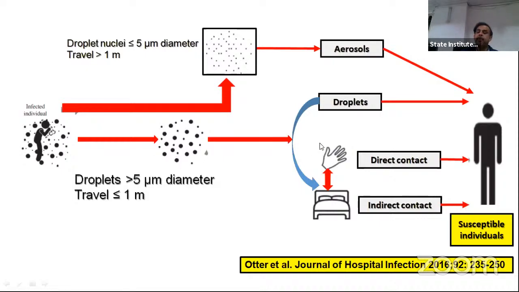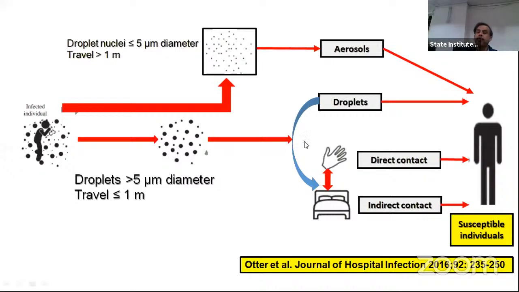The droplet may fall onto nearby inanimate objects, like the table, doorknobs, etc. If the susceptible person touches the table or other objects onto which the droplet has settled down, and then touches his face or his mouth, the infection may go inside. That's why it is being told repeatedly that you don't touch your mask or your mouth, and always wear the mask when you are in a public place. Please wear the mask.